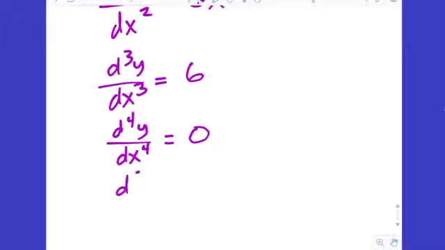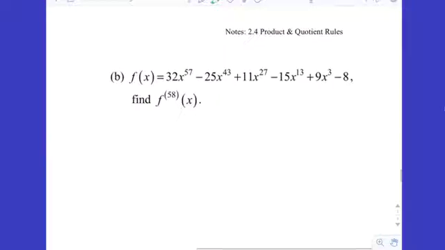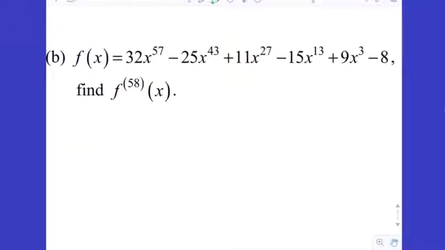And once you hit 0, then what is every derivative thereafter? 0, yeah. So we've already pointed this out in a previous example. We started with a cubic polynomial, and we hit 0 on which derivative? The fourth. So that's going to be true of any polynomial. If you have a polynomial of degree n, the n plus first derivative will be the first time you hit 0.